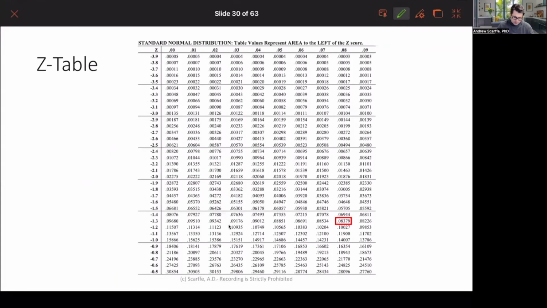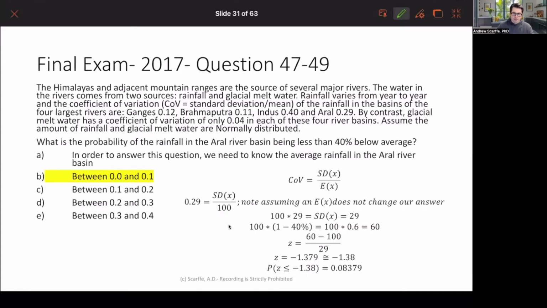But in this case, we then look up negative 1.38 on our Z table. So the probability that Z is less than or equal to negative 1.38 is equal to 0.08379. So our correct answer here is B. No question, it is challenging. Okay, let's go to the next question.